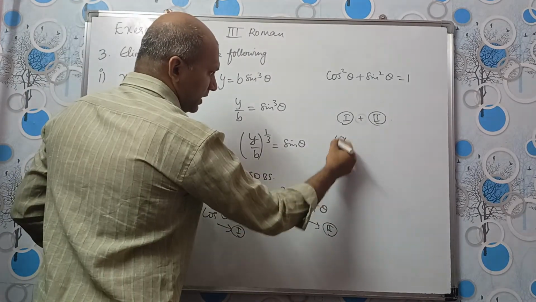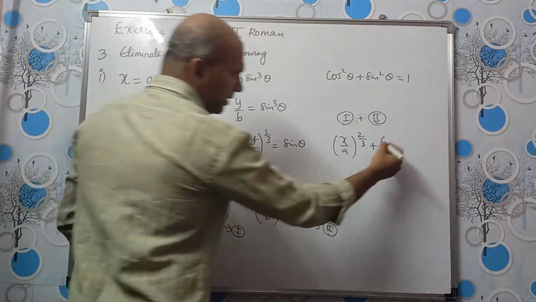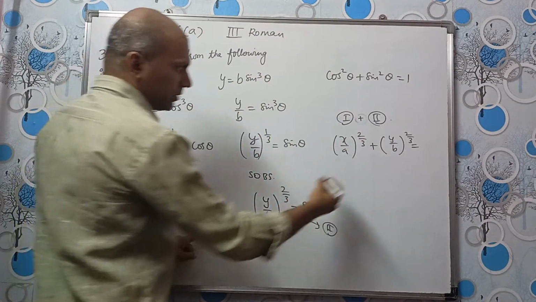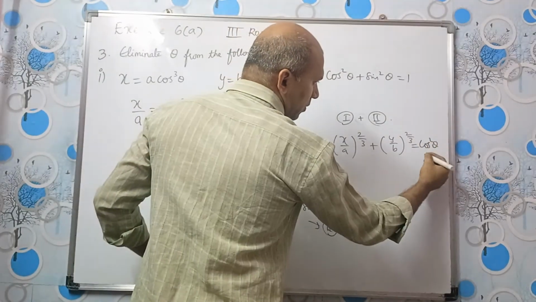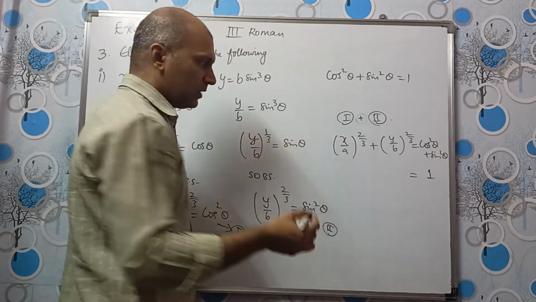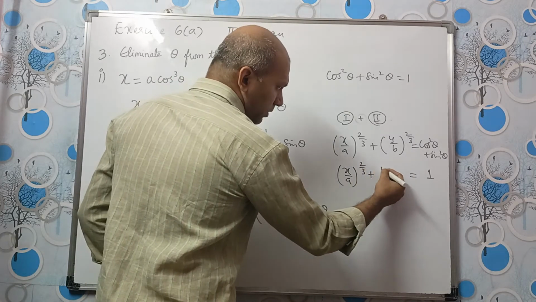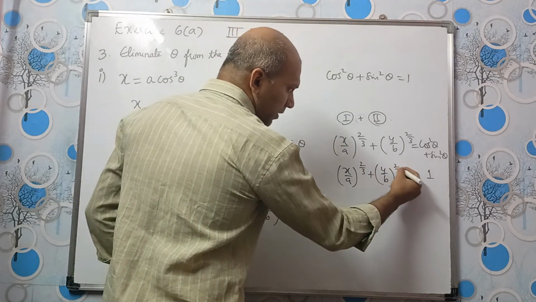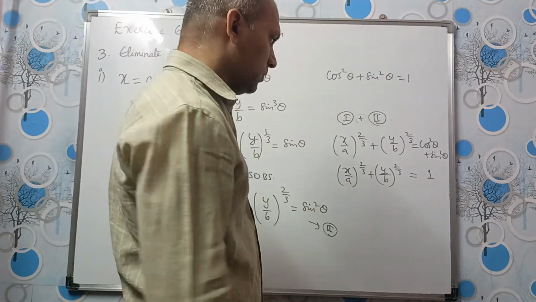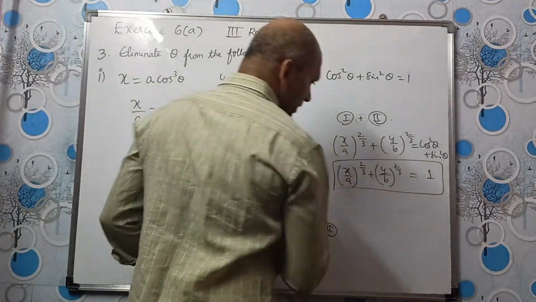We get (x/a)^(2/3) + (y/b)^(2/3) = cos^2 theta + sin^2 theta. But this cos^2 theta + sin^2 theta is equal to how much? It is equal to 1. So we have (x/a)^(2/3) + (y/b)^(2/3) = 1. Do we have theta here in this? No. So we have eliminated theta, right? So this is the final answer.